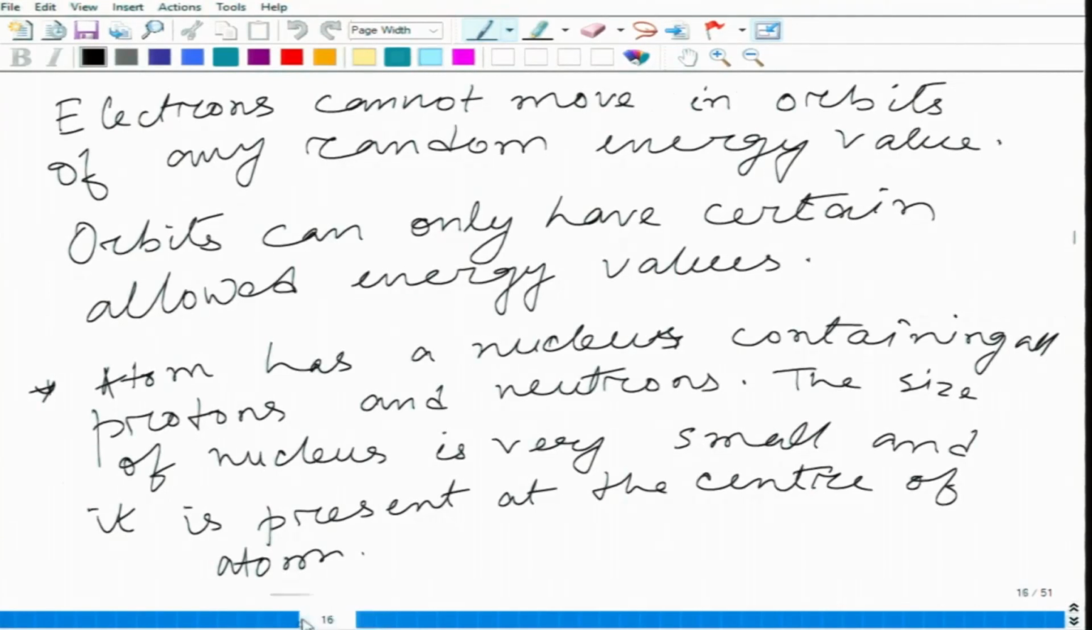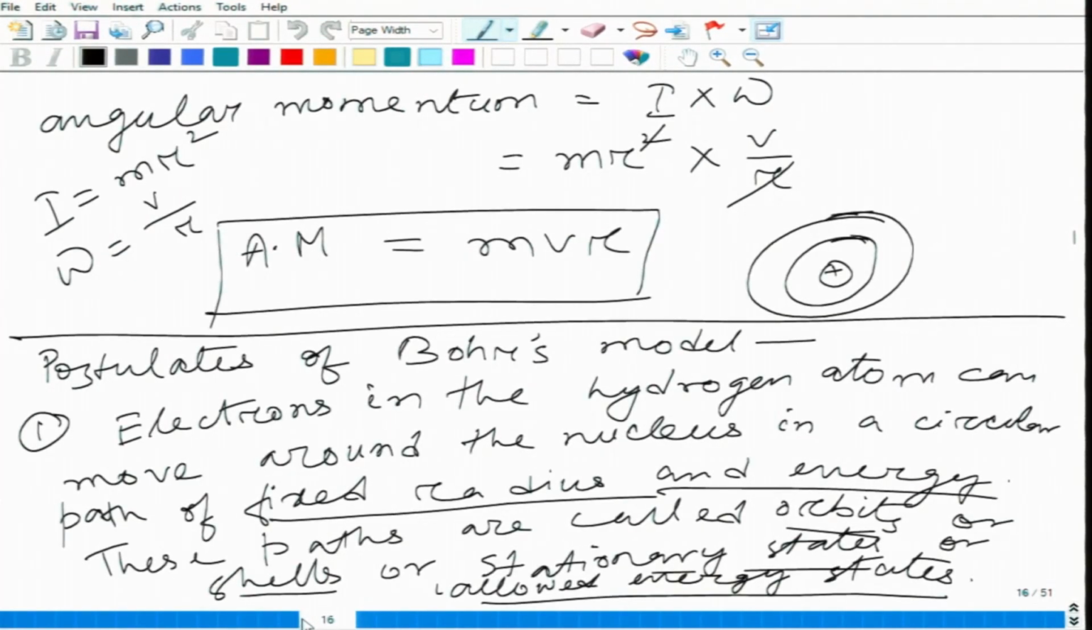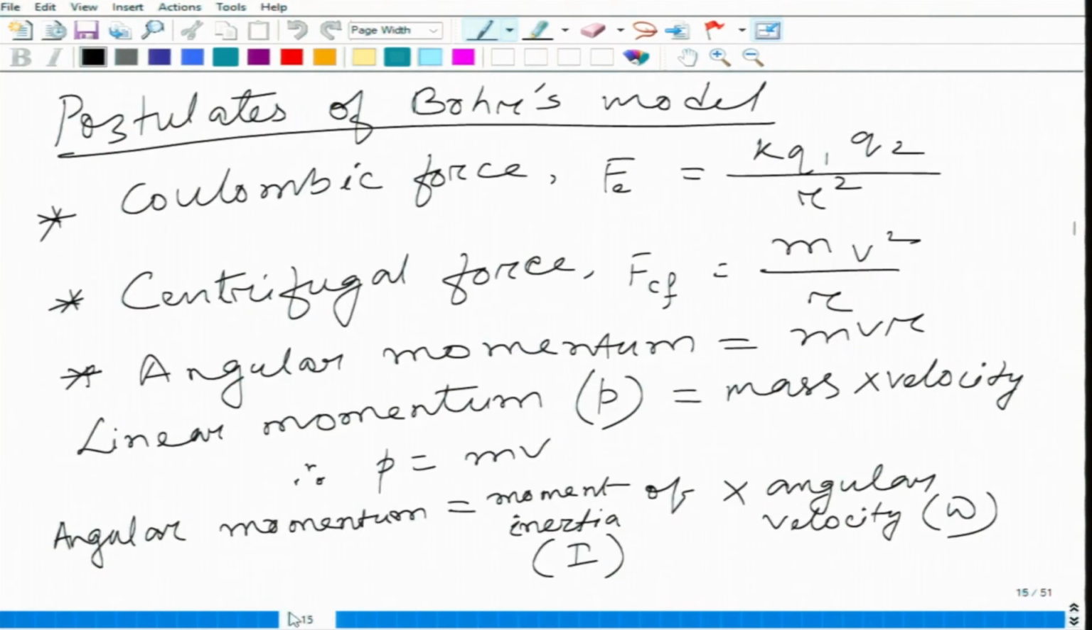Today we will study about the Bohr's model. In the last lecture, we had seen the statements of two postulates of the Bohr's model. Today we will study them in detail and we will read about more postulates and the applications of Bohr's model. So, we had studied some important formulas regarding the Bohr's model.